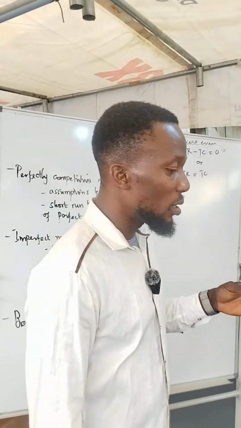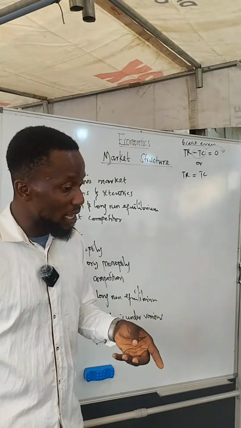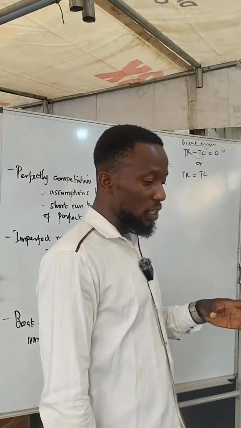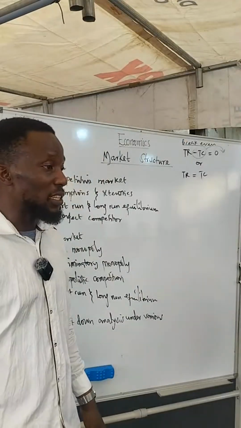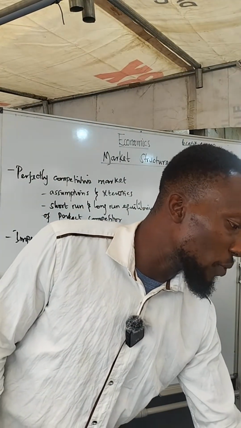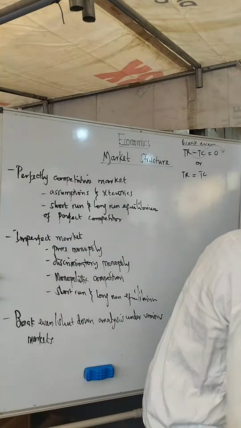How many types of market does JAMB focus on? 4. Which are, number one, perfectly competitive market; the next one, pure monopoly, followed by monopolistic competition, and then we have oligopoly. Is that taken? So let us start with the first one, which is perfectly competitive market.